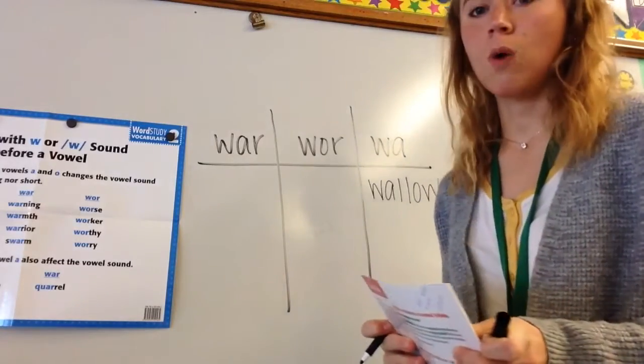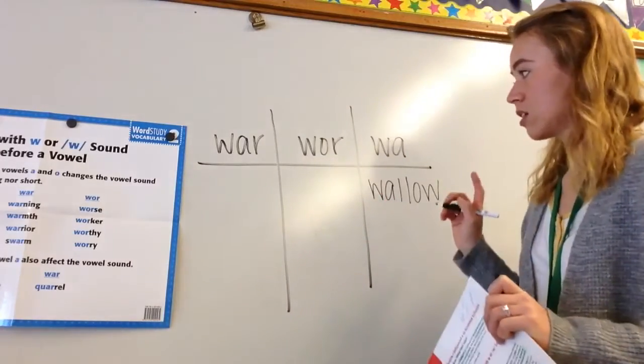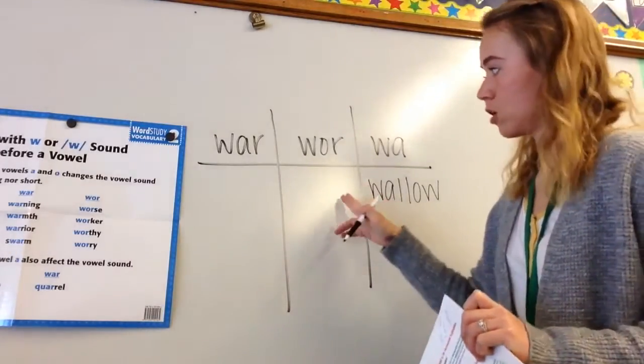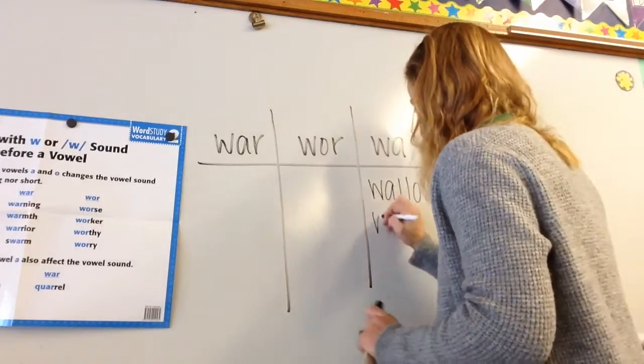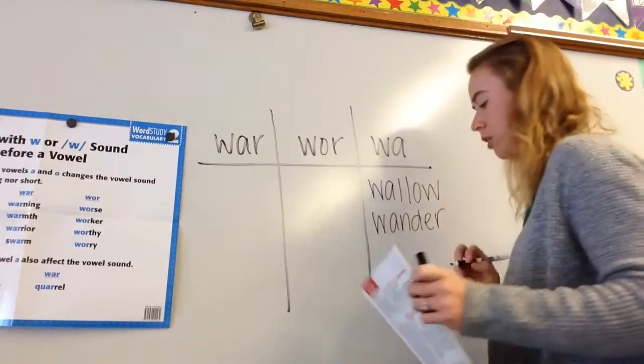My next word is wander. This is my second spelling word, wander. This also has a W-A. There's no R. Wander means to explore or to walk around.